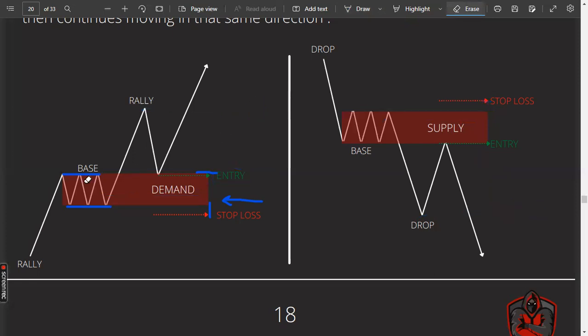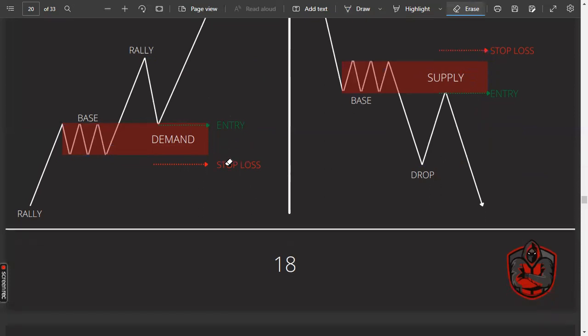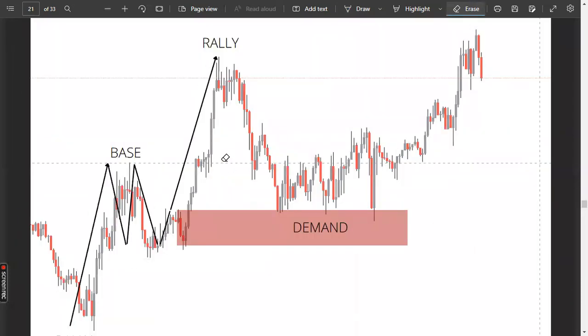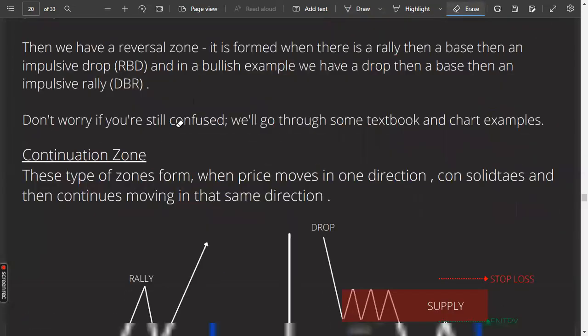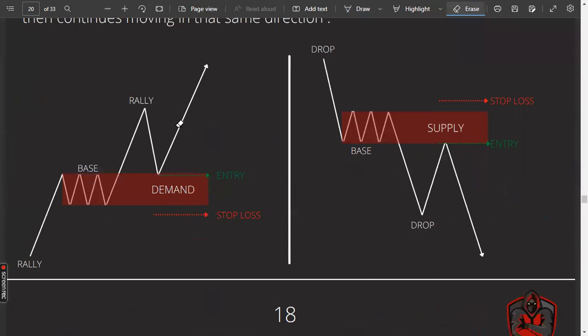Because supply and demand zones have a very big risk. If the price never touches the order block, but touches the demand zone, do we still trade? No, we don't. Because we don't trade demand and supply.